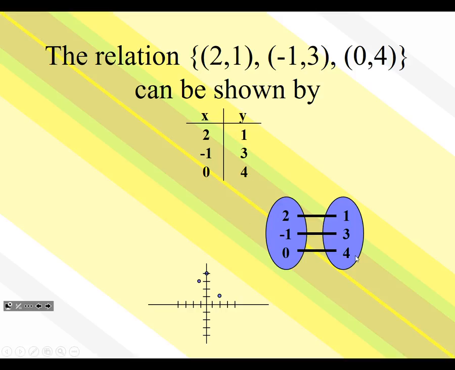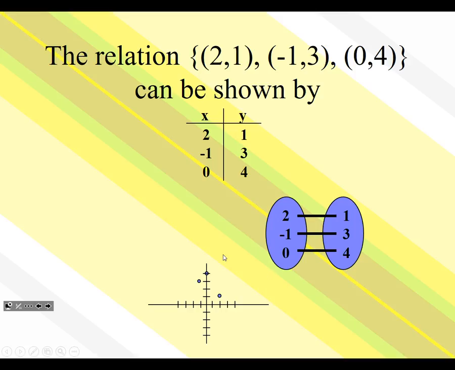Now we also have what we call a mapping. A mapping uses these ovals, and our first one is our x values. Because our first coordinate, those are our x values, and we're just going to list those. So 2, -1, and 0 fell in that one. And then we matched them with the y values, and we put those over there. So that was 1, 3, and 4. And we just matched them straight across.